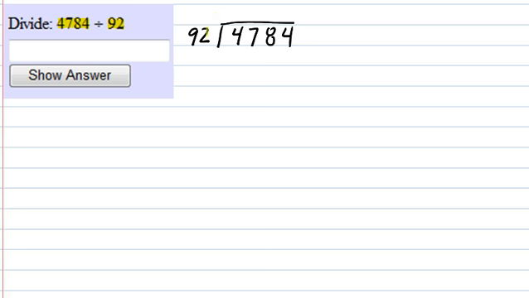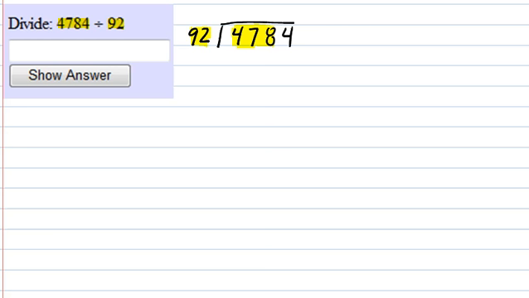First thing I do is I look at the 92 and I ask how many times will it go into 4? Well, it won't. So then I look at 47. How many times will 92 go into 47? Again, it won't. So then I look at 3 digits. How many times will 92 go into 478? Well, obviously it will go into 478, but I don't necessarily know how many times yet.